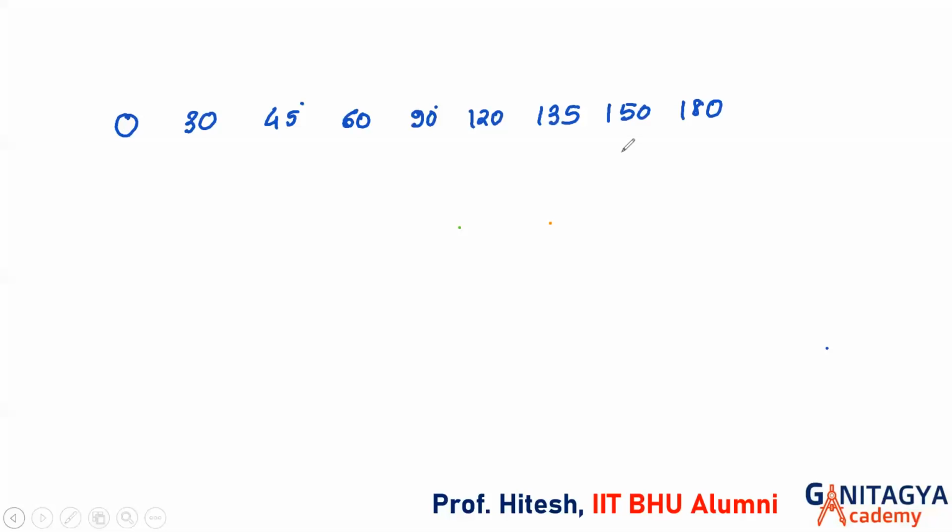चलिए, सो सबसे पहले यहां पर लिख लीजिए साइन. तो साइन 0 कितना है 0, साइन 30 कितना है 1/2, साइन 45 1/√2, साइन 60 √3/2, साइन 90 1, साइन 120 कितना है 1/2, साइन 120 कितना है 90 + 30 √3/2 ना.